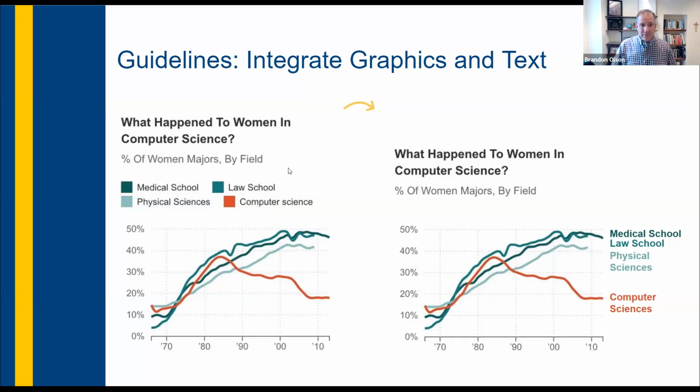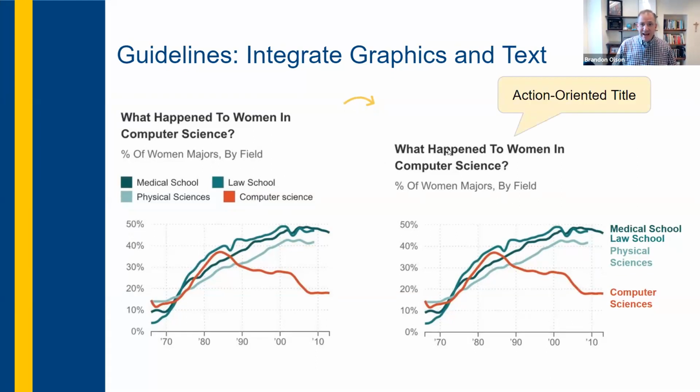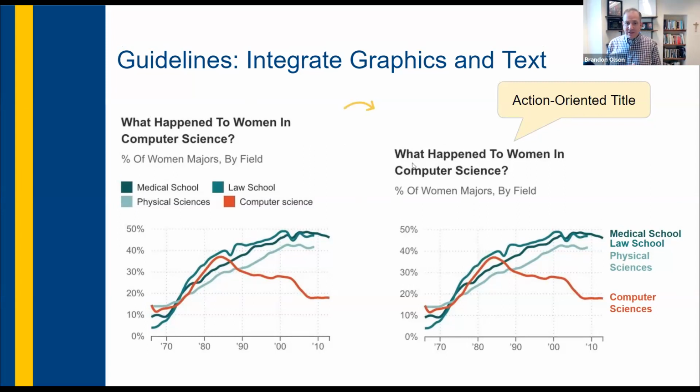Now, another thing that we see here is we have an action-oriented title. So this is not necessarily, I guess, partially action-oriented, but rather than just using the subtitle, percent of women majors by field, well, what are we trying to convey? We're really focusing on computer science. So we're kind of shouting out the question, what happened to women in computer science? So this is much more of an action-oriented title, or really one that causes your audience to focus on what you're trying to get them to focus on. So use the visualization titles to help emphasize what you want to emphasize.